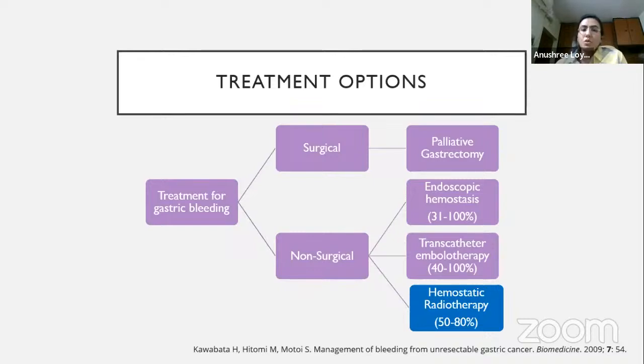Any patient who presents with gastric bleeding, we have 2 options, either surgical or non-surgical. In surgical, we have palliative gastrectomy. In non-surgical, the most preferred treatment is endoscopic methods, which has a success rate of 31 to 100%. Then we have embolization, which has a success rate of 40 to 100%. And the third option is hemostatic radiotherapy, which has a success rate of 50 to 80%.